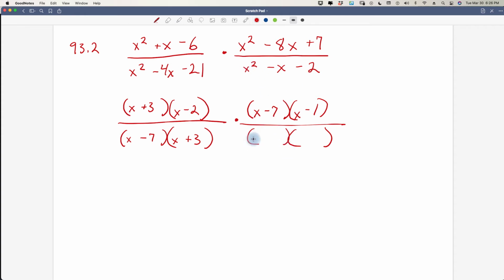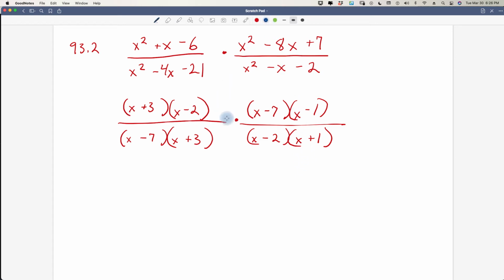Now, on the bottom, we have x times x, because it's an x squared. And we have a -2, and we have a -1. So we need a positive and a negative factor that will combine to give us a -1. So if we say positive 1 times -2, that gives us a -2. And when we combine a positive 1 and a -2, we are left with a -1. So it's going to be -2 and a positive 1. And that's going to give us the answer we want.